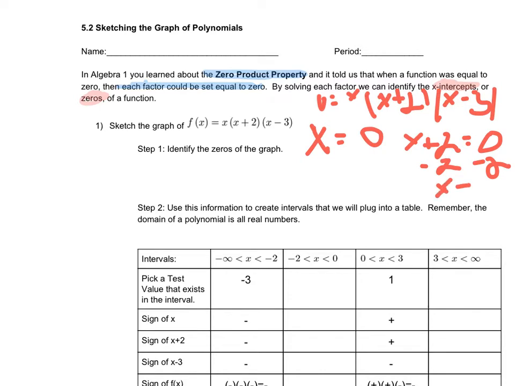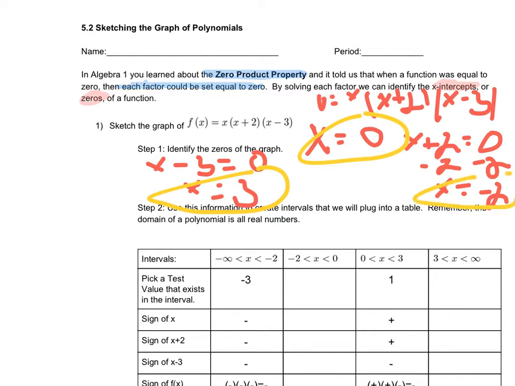So that's another x-intercept. These x-intercepts are going to be critical points on our graph. They're very important. They show us where it crosses the x-axis. And then my last one, I set x minus 3 equal to 0. And so then I add 3 and x equals 3. All right, so now these three numbers, 3, 0, and negative 2, are my x-intercepts.